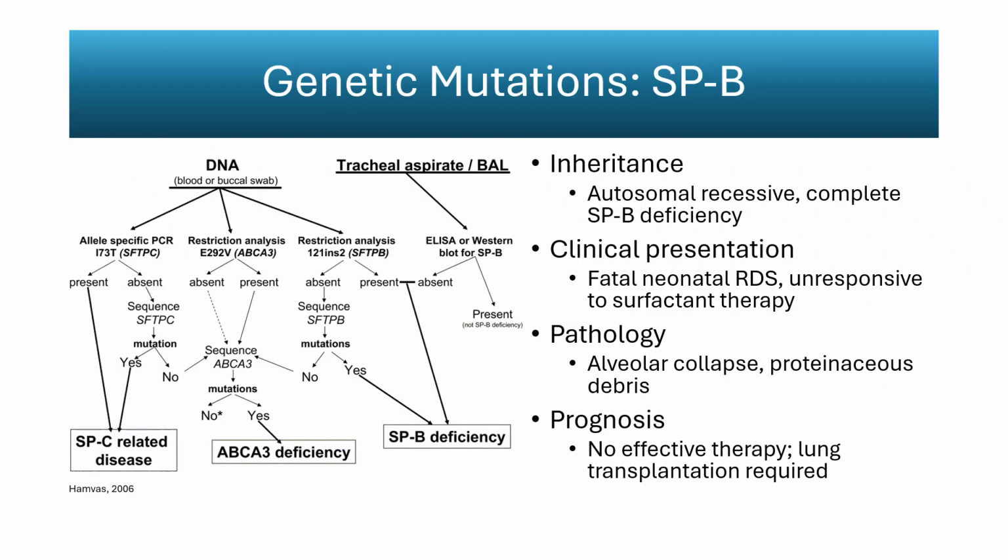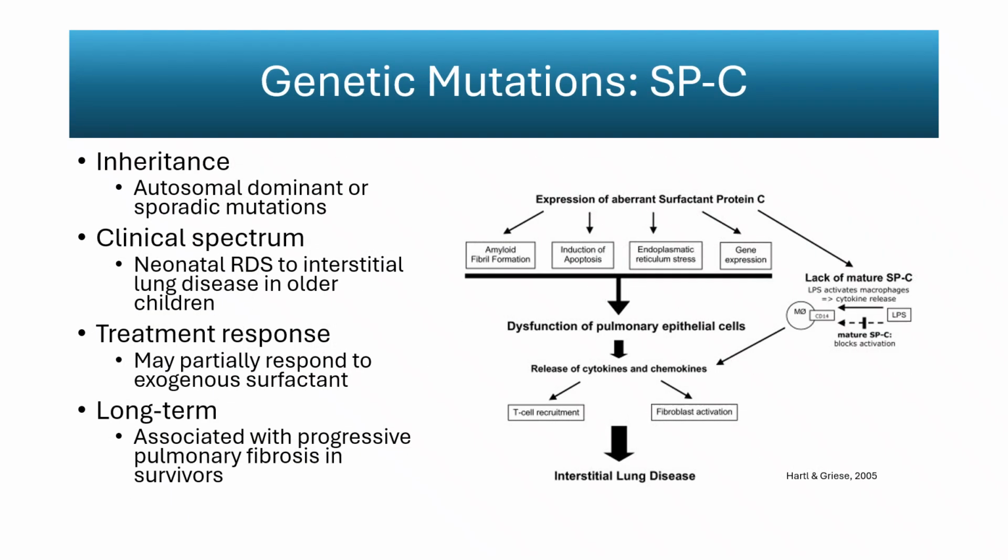Pathology demonstrates widespread alveolar collapse and proteinaceous debris in the air spaces. Prognosis is dismal. Without functional SPB, the surfactant system cannot be rescued, and the only potential option is lung transplantation. This genetic defect highlights that surfactant replacement can only correct biochemical deficiency when the underlying proteins are intact, but cannot overcome fundamental structural absence of a required component.